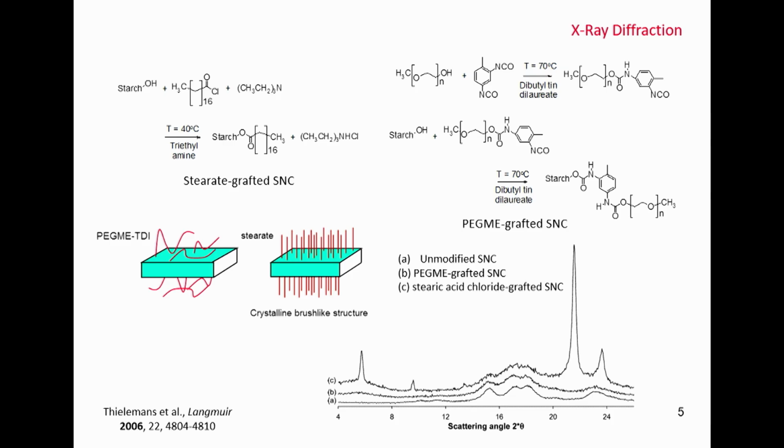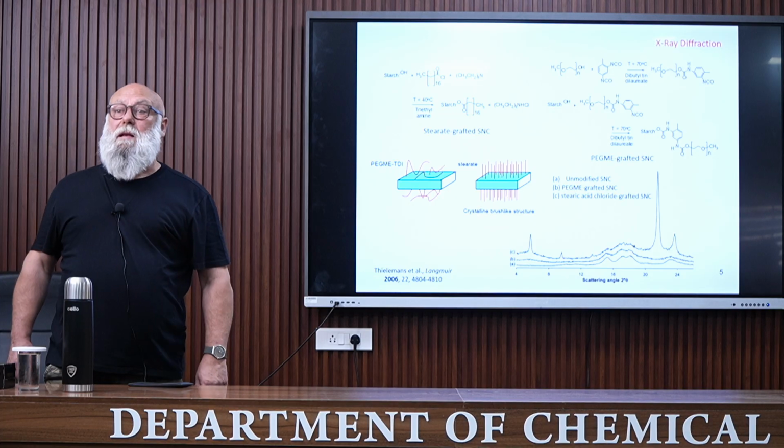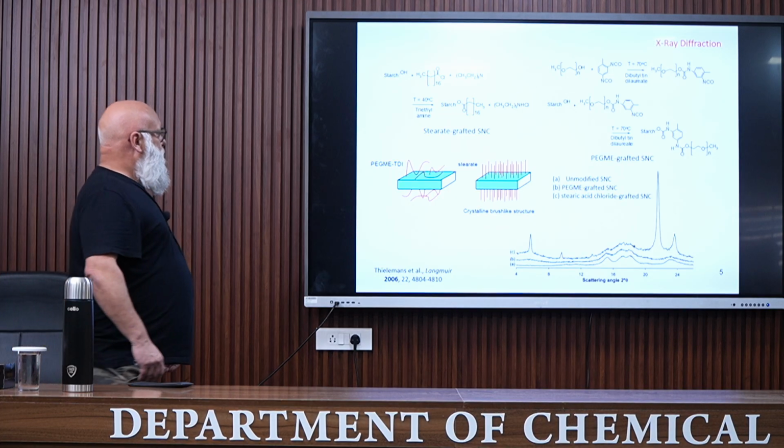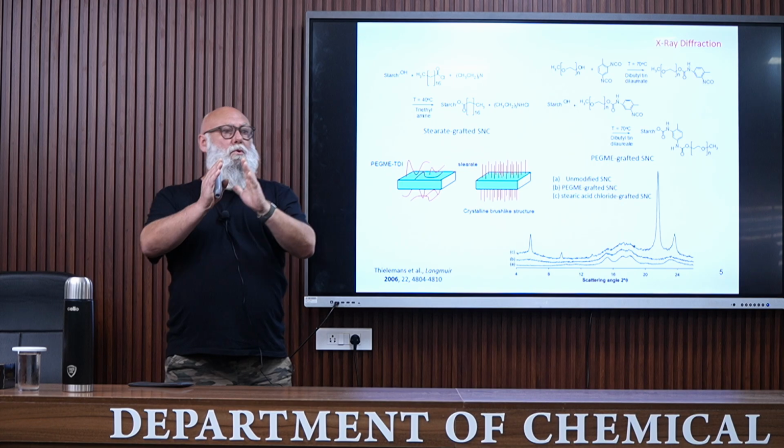And so, looking at the X-ray diffraction pattern of unmodified starch nanocrystals, B corresponds to polyethylene glycol modified starch nanocrystals, and it's more or less the same signal. But in the case of stearic acid chloride grafted starch nanocrystals, we can see some strong diffraction peaks. These diffraction peaks correspond to polyethylene, because in this case, the graft chains are long enough to crystallize.